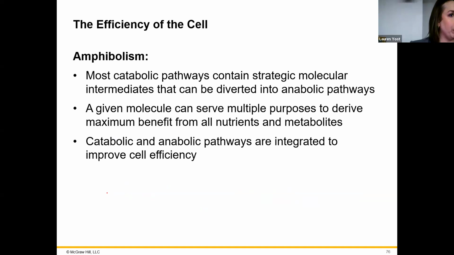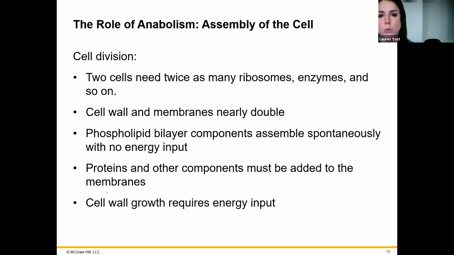Okay, amphibolism is just a term that refers to the fact that we have all these pathways working together. You break some bonds here, you can use the byproducts over there to make these, and so on. You don't really need me to explain that, right? We all know that breaking something down, you can use the parts from that to build another thing.